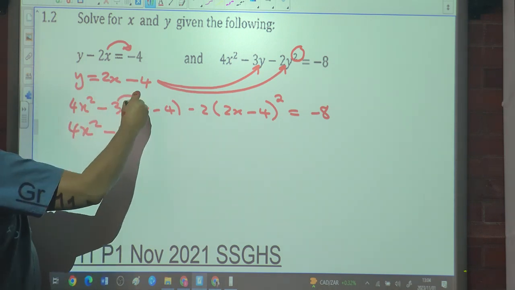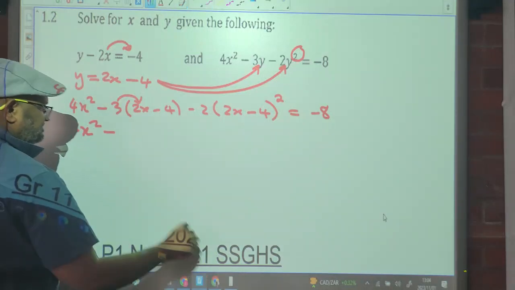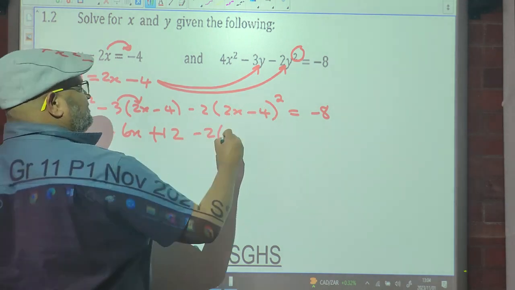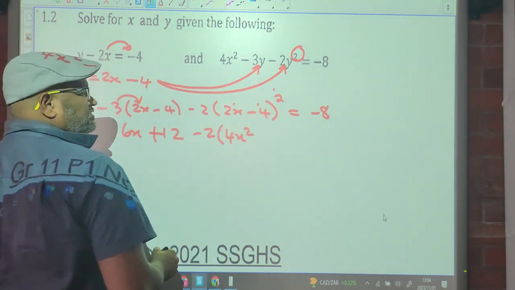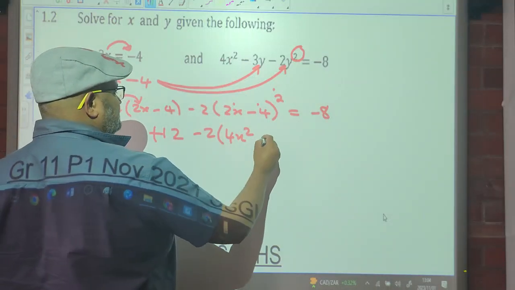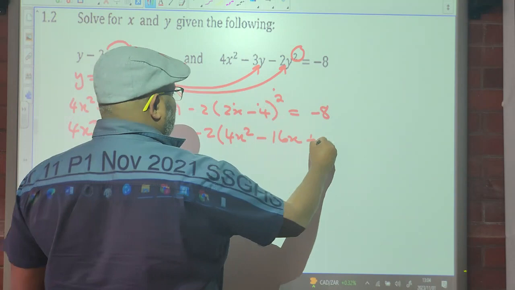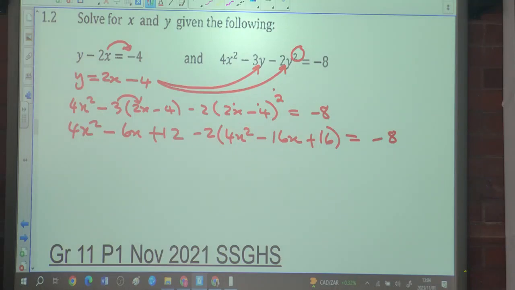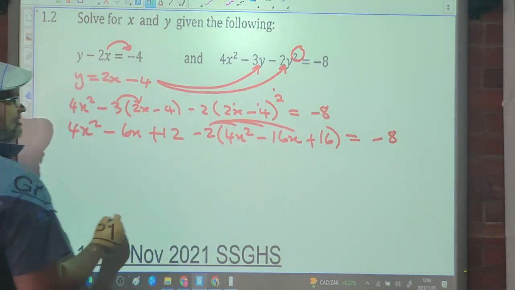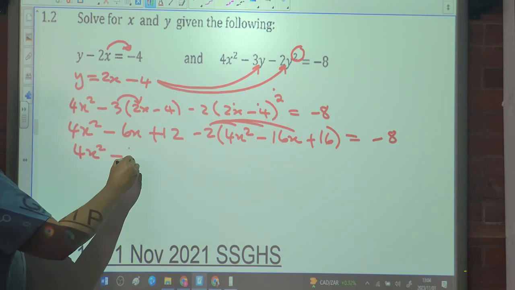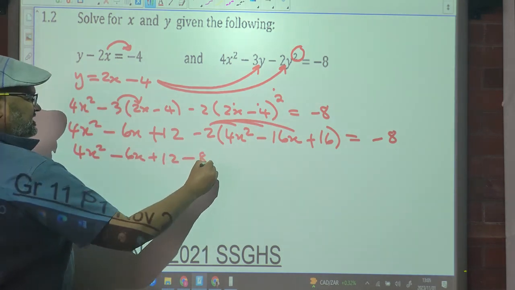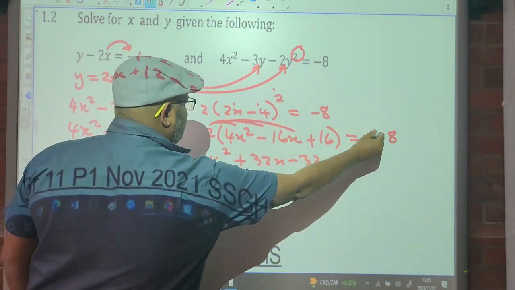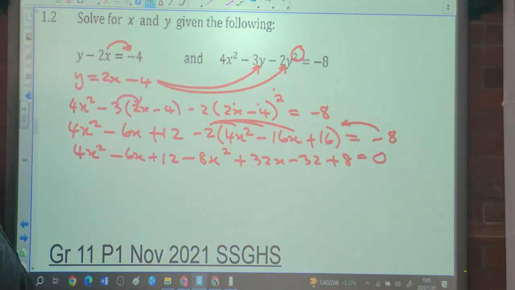So 4x squared minus 3 times 2x is 6x. And negative 3 times negative 4 is positive 12. Minus 2 into square the first term, I get 4x squared. That times 2, going to give you 8 times 2 is 16. Negative 4 squared is 16 equals negative 8. Okay? So again I need to get rid of this bracket. So it's 4x squared minus 6x plus 12 minus 8x squared plus 32x minus 32 plus 8. I'm putting that over the equal sign equals 0.